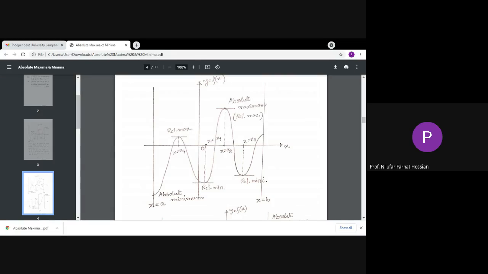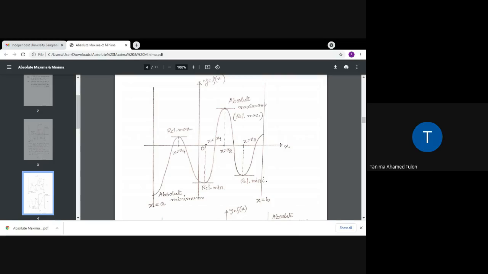At the left boundary, at x equal to a, the function value is minimum. But at the right boundary, at x equal to b, the function value is here. This is less than the function value here. Am I right? Miss, I didn't get the absolute maximum. Absolute minimum means you have to look into the value where the function value is the smallest.